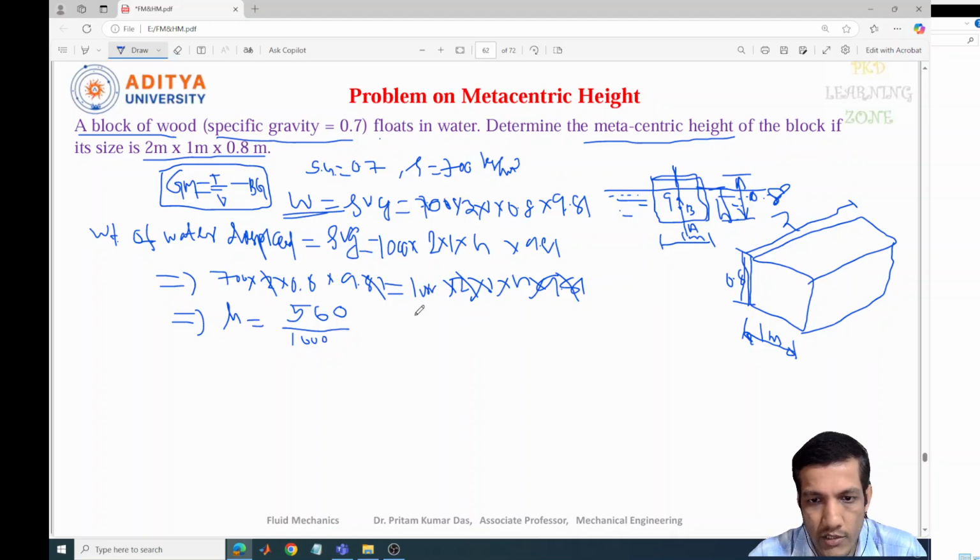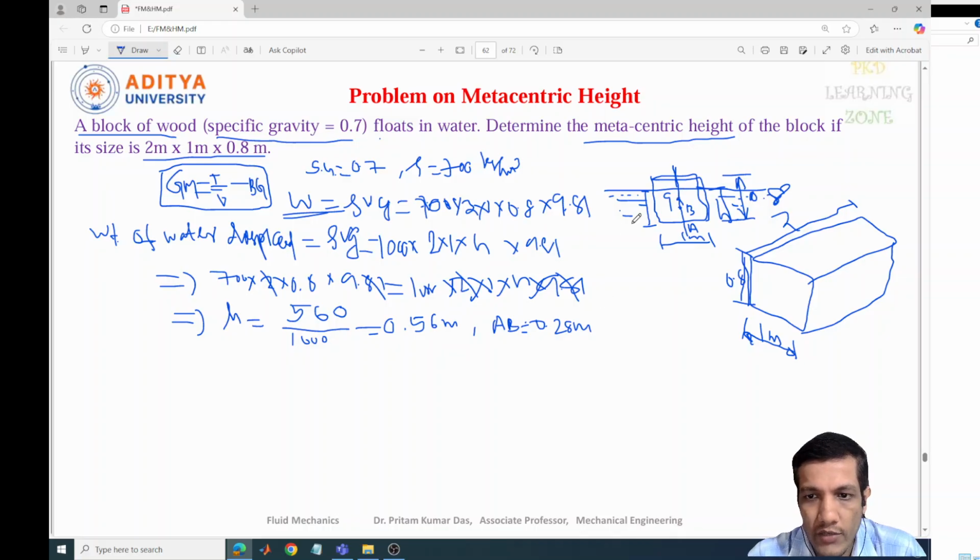This side how much is 1000? So that is nothing but 0.56 meter. So this is the total height of wooden block from this water surface to the base after this one. Then what about this center of buoyancy point? That means we can find out the center of buoyancy AB. We know that h by 2, that is half of this object. So that is nothing but we will get 0.28 meter.